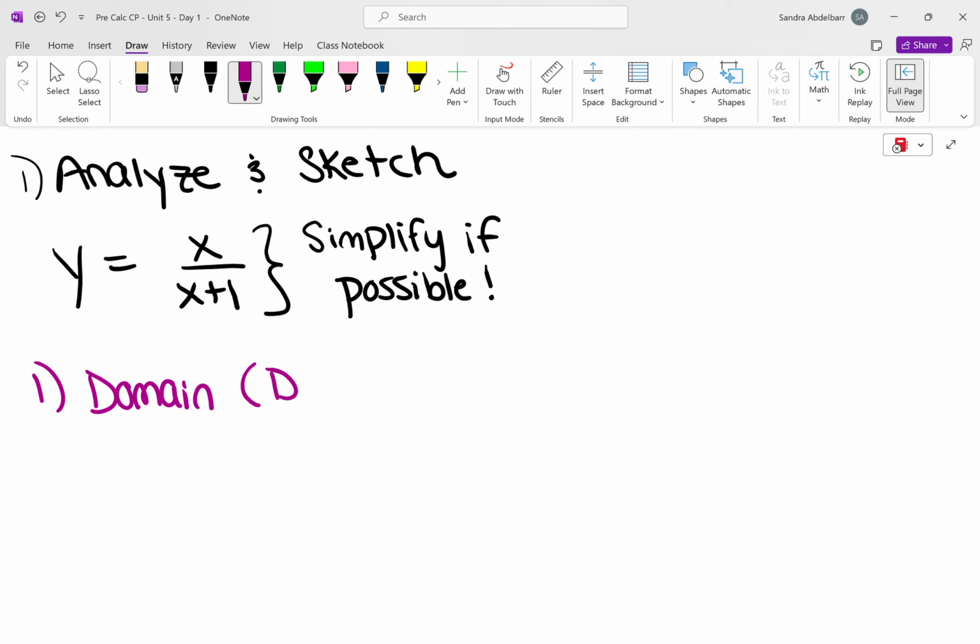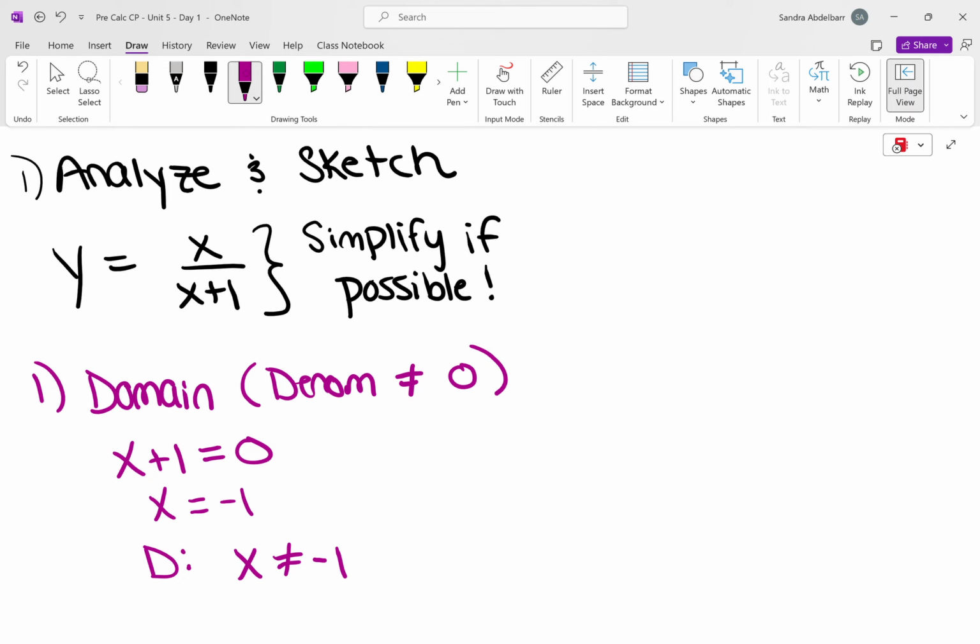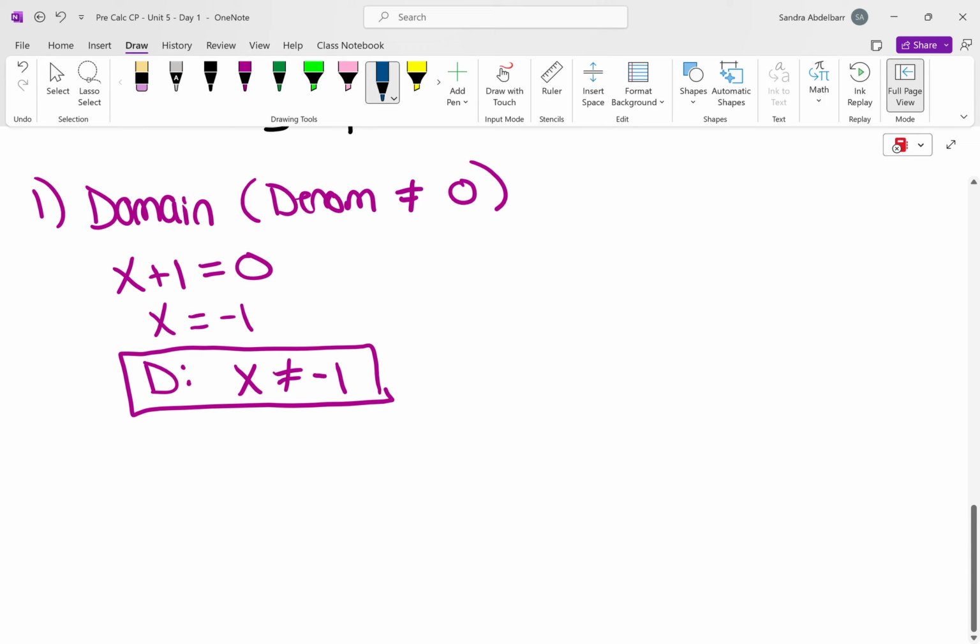So I'm going to say the denominator can't equal 0. I'm going to take my denominator, x plus 1, and set it equal to 0. So when will the denominator be 0? The denominator will be 0 when x is negative 1. What does that tell us? Our domain is restricted. Our domain will be x cannot equal negative 1. Can it equal every other number? Yes. It just cannot equal negative 1. All right, next one, vertical asymptote.